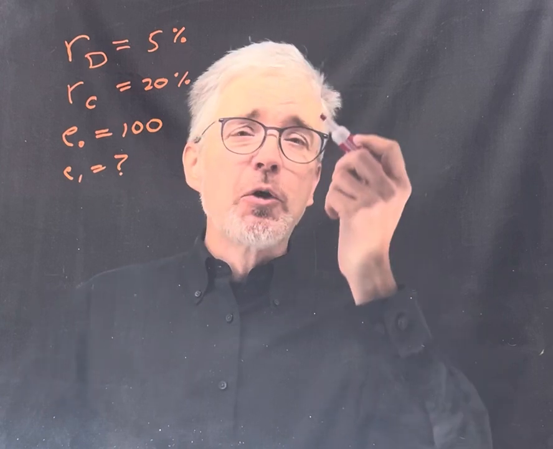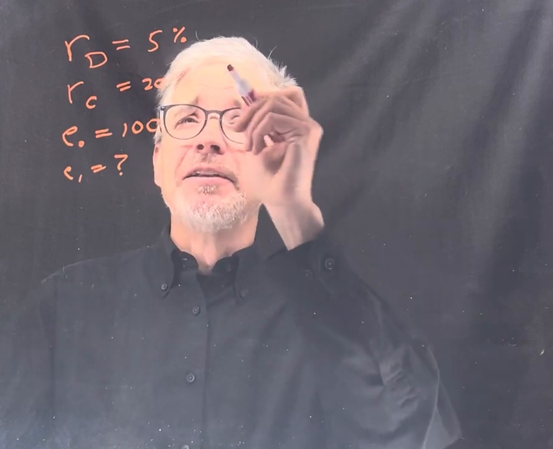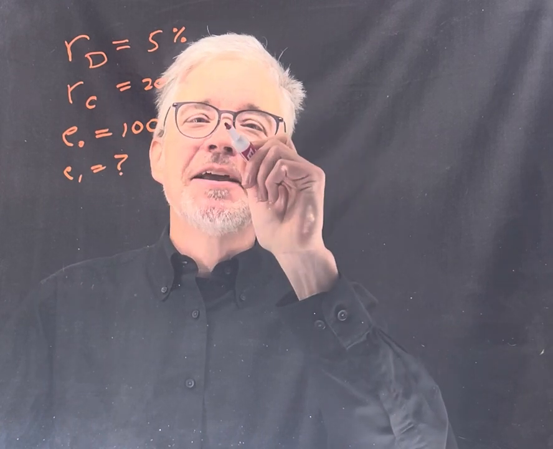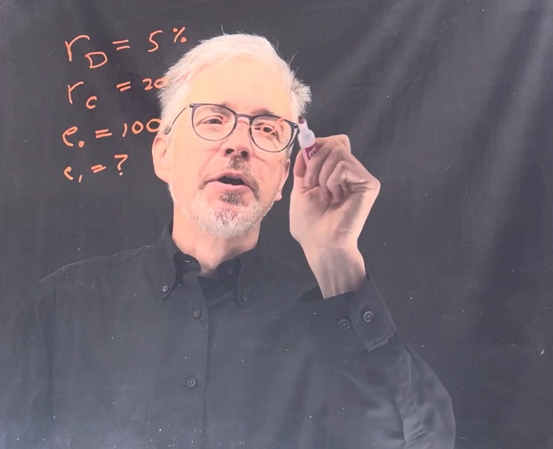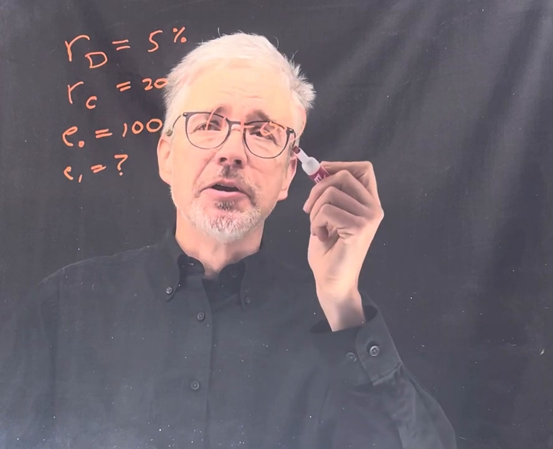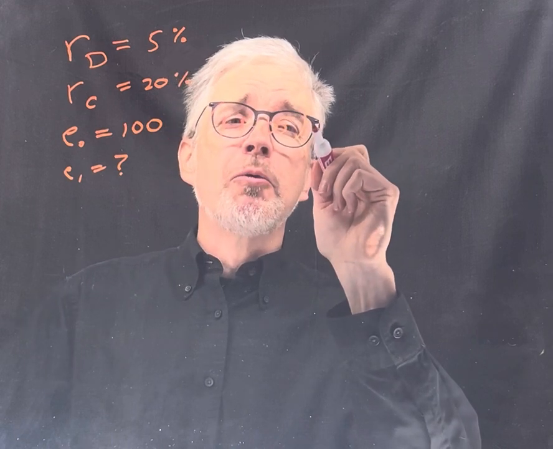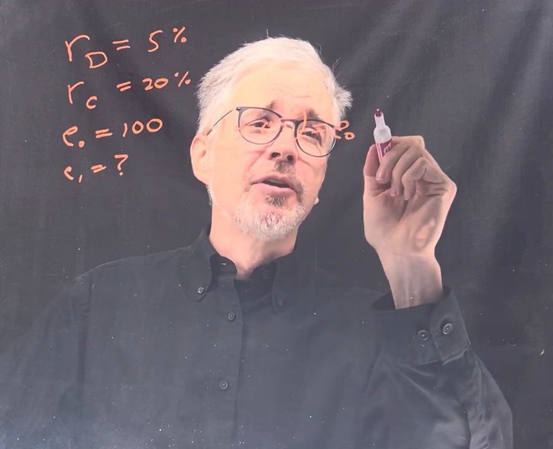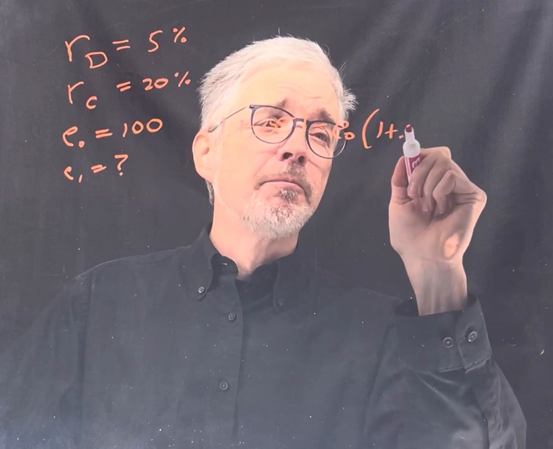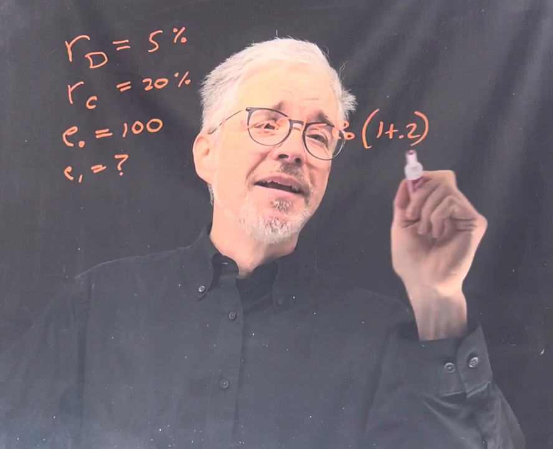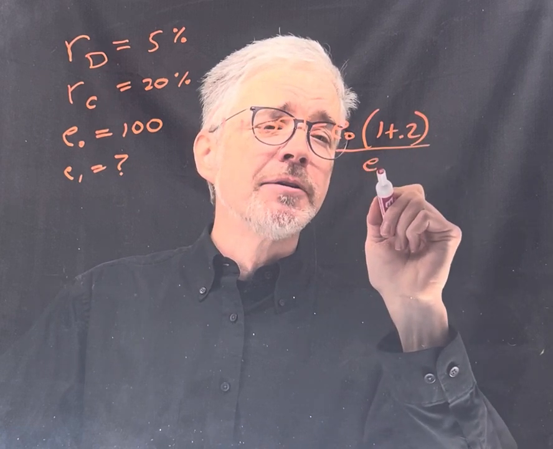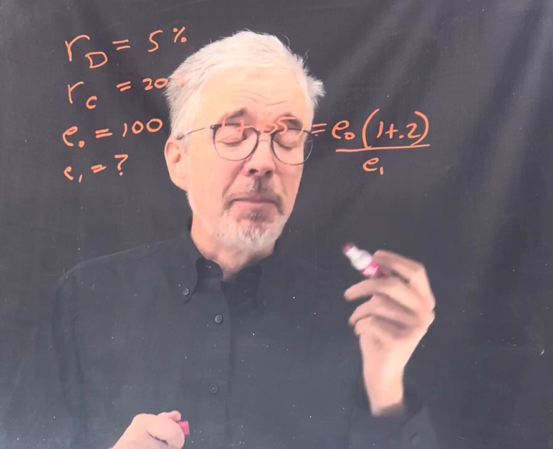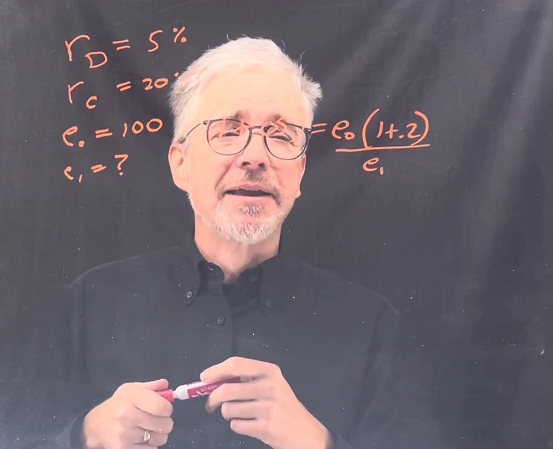For every $1 I have, if I invest in plain vanilla US fiat currency, I get 1 plus 0.05 at the end of the year. If I do it in crypto, well, first I get E0, so I get 100 units of cryptocurrency, invest that at 20%, 1 plus 0.2, and then at the end of the year I bring that back into dollars, so I divide by E1. So I multiply by E0 to get it into crypto units, divide by E1, the new exchange rate after a year, to get it back into dollars.